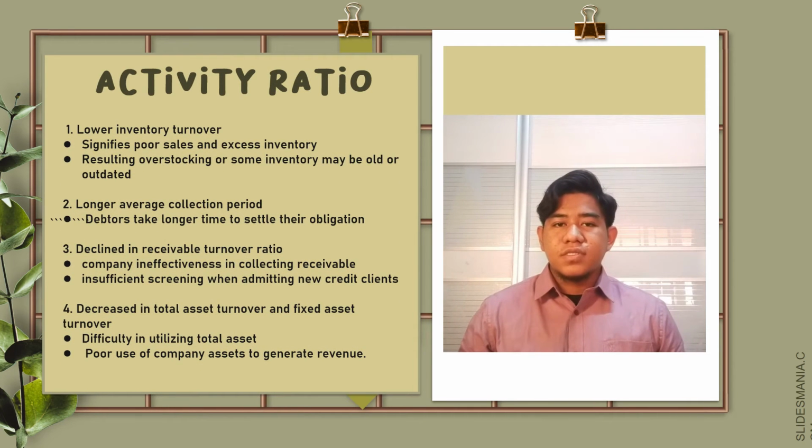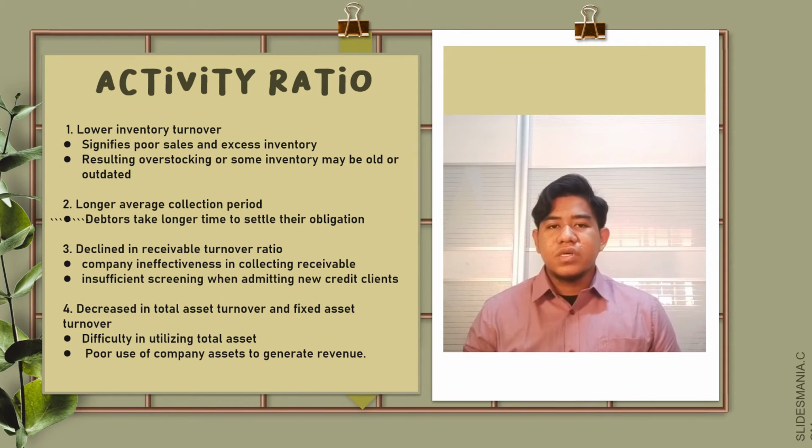Here we are going to discuss the company's problems in 2020, which are the activity ratio and market ratio. First, for the activity ratio, the inventory turnover was lower than the previous year, which signifies poor sales and excess inventory. Thus, the firm may have too much inventory, resulting in overstocking, or a significant portion of the inventory may be old or outdated. Second, the average collection period is longer than the previous year. The fact is, the longer the average collection period, the longer it takes for debtors to settle their obligations.